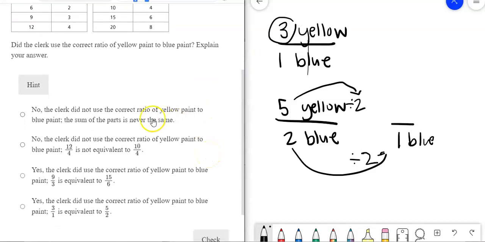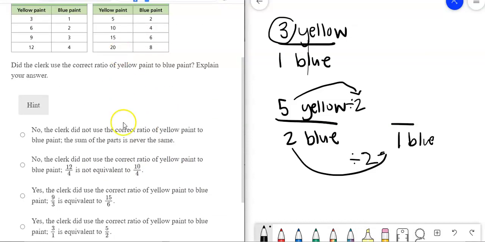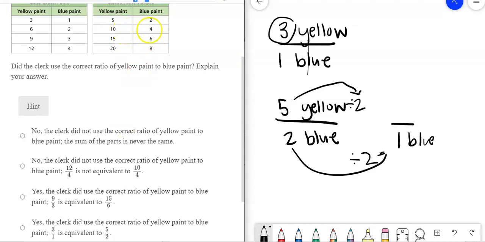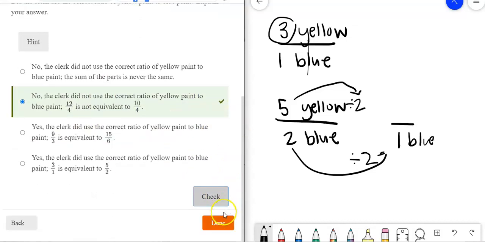So what's going to be one of these up here? Says, no, the clerk did not use the correct ratio of yellow paint to blue paint. If I look up here, I try to find, like, this one's 10 and 4. This one's 12 and 4. So that is not equivalent at all. And we are done with our review. Remember, you can always go back and solve problems that maybe you didn't understand as much, and you can watch this over again.